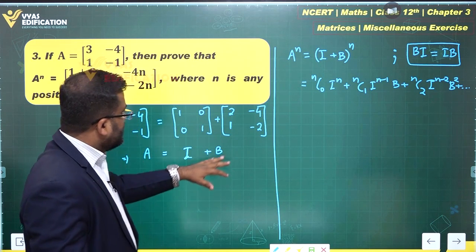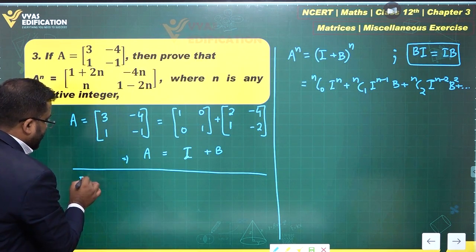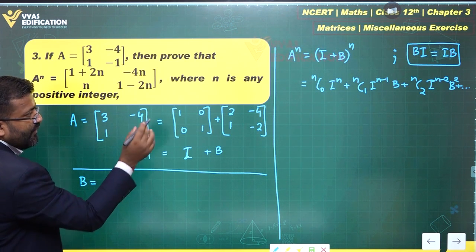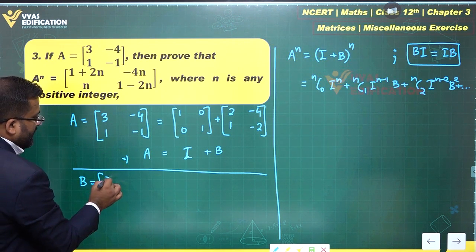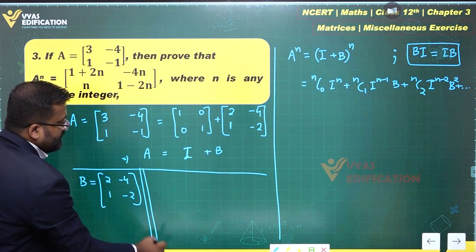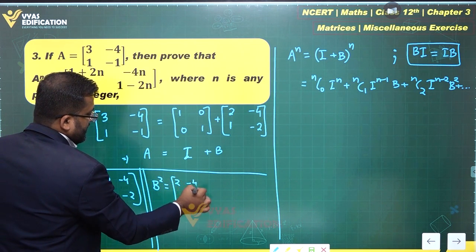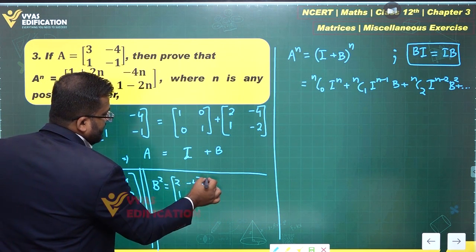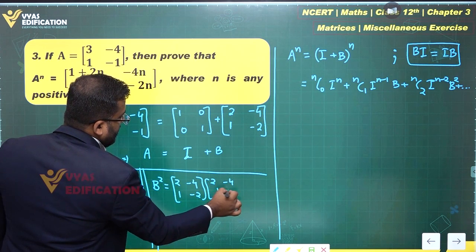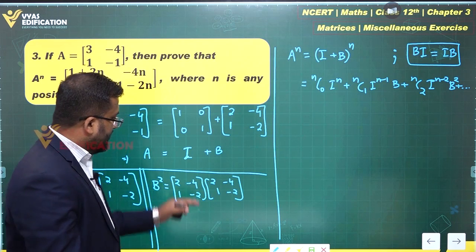B is already known to us. Matrix B is very simple. B is [2, minus 4; 1, minus 2]. What is matrix B square equal to? Let's find B square for once. This is [2, minus 4; 1, minus 2] times another [2, minus 4; 1, minus 2]. B square is simply B times B, right? So let's multiply them together.